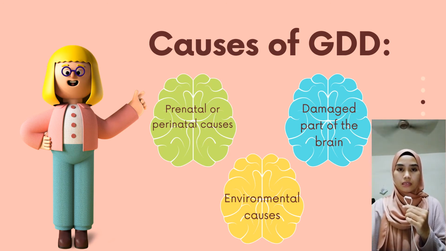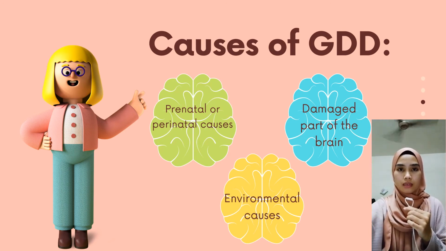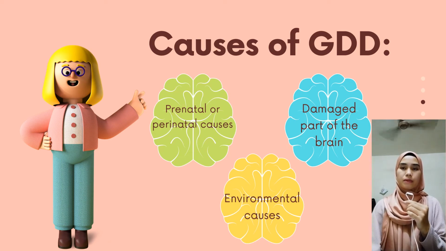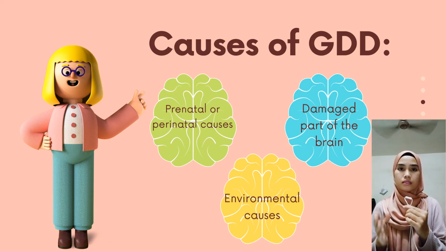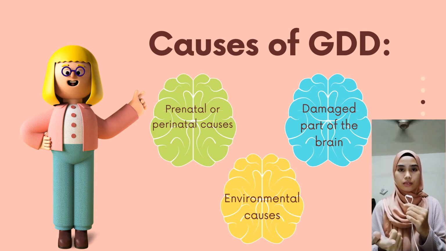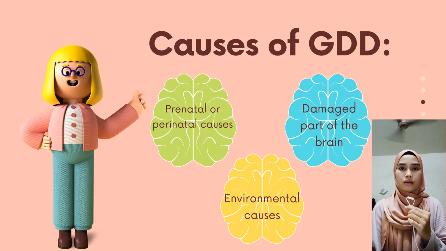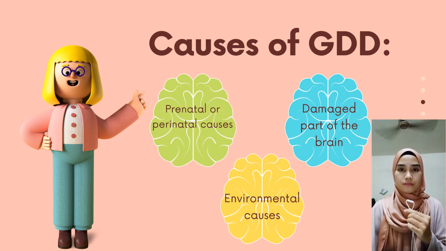Another point is about damage to the brain. Global developmental delay can be caused by damage to parts of the brain either before, during or after birth. The damage may be caused by a hemorrhage, a bleed on the baby's brain, a lack of oxygen, or a shortage of blood supply around the time of the birth.